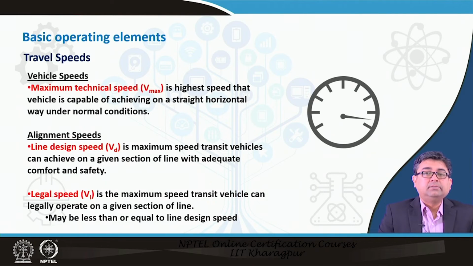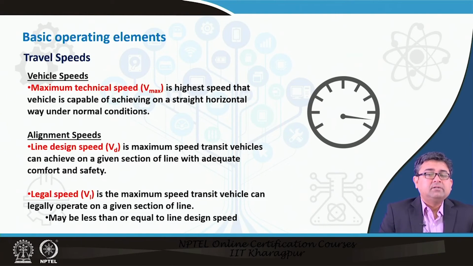You may notice that it is said on a straight horizontal way. If there are lots of curves on the road or on the transit line, the maximum technical speed may not be achieved, and under normal conditions, meaning it is a bright sunny day, there is no rain or fog and such things. So, that is what is called the maximum technical speed, which is the vehicle speed.